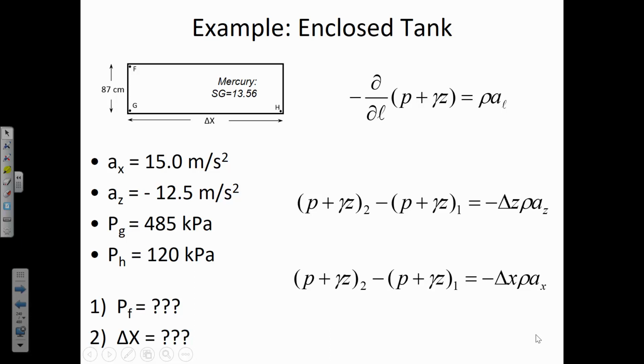So if you're going from F to H, then you first, actually it doesn't matter which step you do first. It doesn't matter if you do the horizontal first or the vertical first, but you can't go directly from F to H if there's acceleration in both the vertical and horizontal. You have to apply Euler's equation in the direction of the acceleration and find the pressure change because of that acceleration in a certain direction.